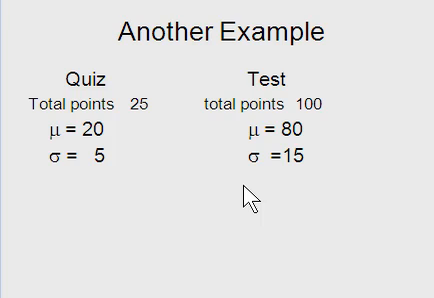Let's take this example. In my undergraduate class, typically I have a quiz and a test. Now the quiz has 25 points. The test has 100 points. On the quiz, the average score was 20 and the standard deviation was 5. And on the test, the average score was 80 and the standard deviation was 15.